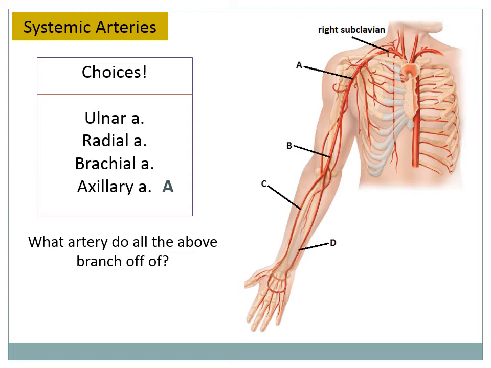What about B? It's going to be brachial. The brachial artery is running along the upper arm, which again makes sense. That's what brachial means. What about C? That's going to be our radial artery because it's on the side of the radius, which leaves D to be the ulnar artery because it's on the side of the ulna. All of these four arteries are going to branch off of one. What artery do all of the above branches branch off of? Yeah, the right subclavian.